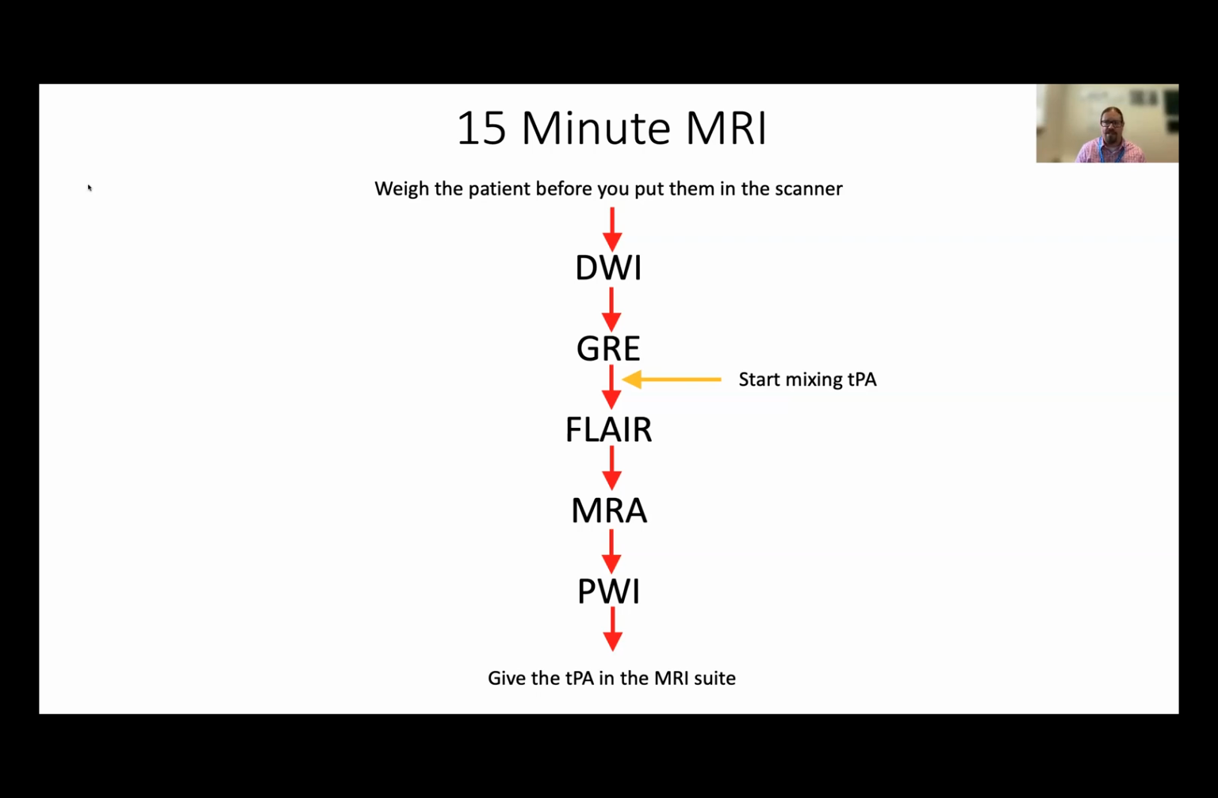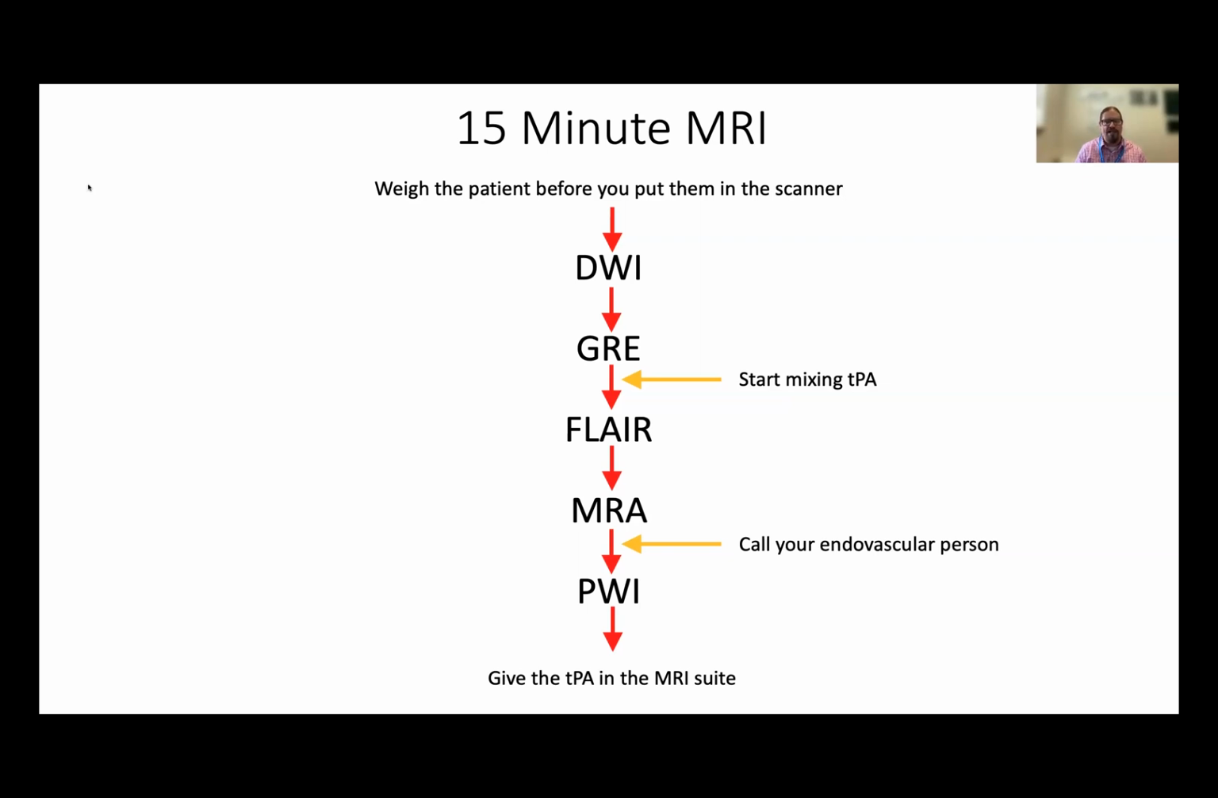After that, they get a quick time-of-flight MRA. This just gives us a look at the vessels and is sufficient for identifying a large vessel occlusion. So after you have that, you can start activating your endovascular team. So all of this has to happen as the MRI is being done, so that we don't lose any time.